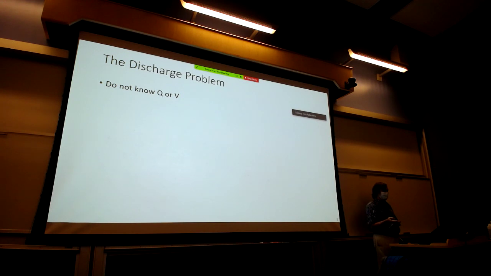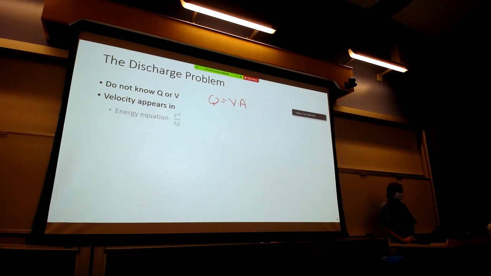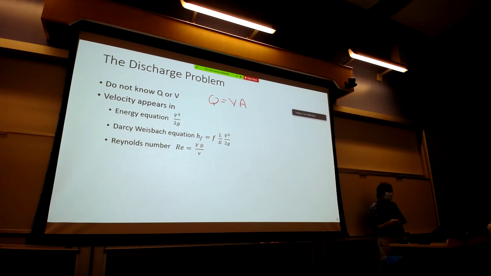So fundamentally for the discharge problem, we do not know the discharge and therefore velocity. Remember, these 2 are evaluated when we use the continuity equation. Discharge is velocity times area. Velocity appears in the energy equation as the velocity head. It appears in the Darcy-Weisbach equation, again as the velocity head. But remember, embedded in the friction factor, we need to know, for example, the Reynolds number in order to find the friction factor, in order to find the velocity. And so the velocity is also buried in the Reynolds number.